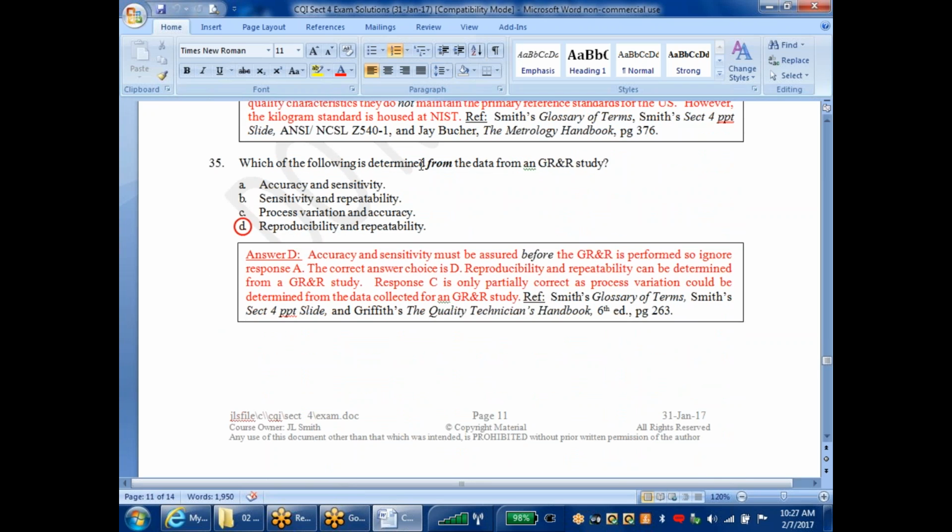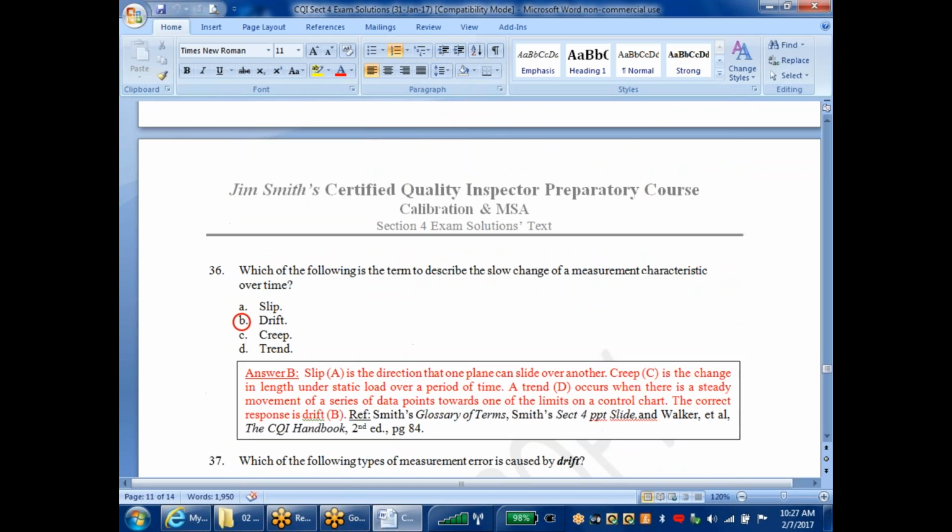35, which of the following is determined from the data from a GR&R study? What we're trying to gauge is reproducibility and repeatability, GR&R. So that ends up to be D. That's what we're trying to find out from it. Accuracy and sensitivity, we should know before doing the GR&R.